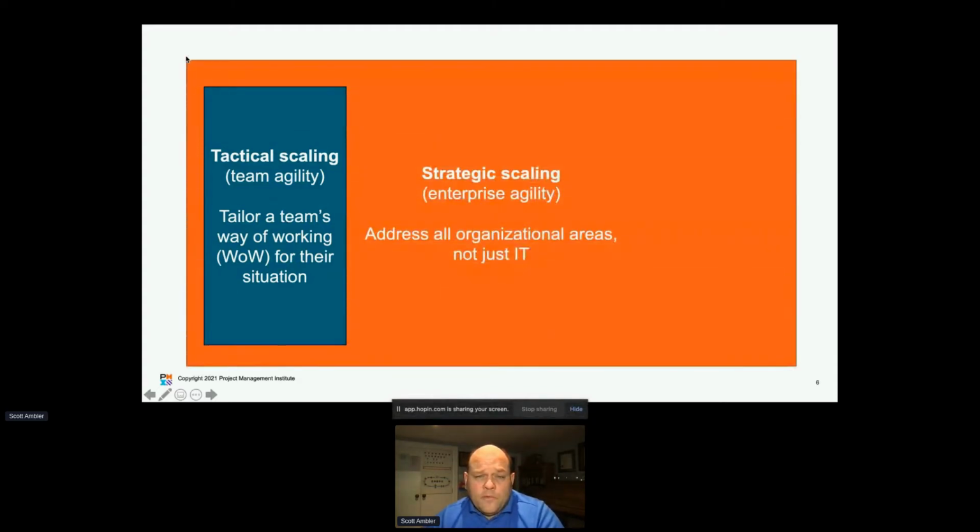But there's also strategic scaling. How do we scale Agile across the enterprise to all aspects of our organization, not just about software development? So today's talk is mostly focused on team agility, but we will put agility into enterprise context as well, because that's critical.